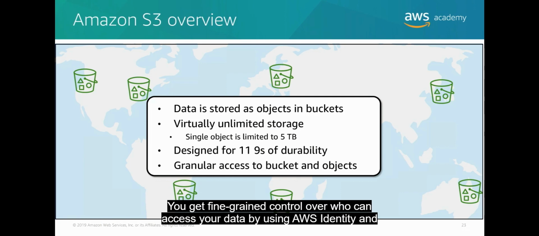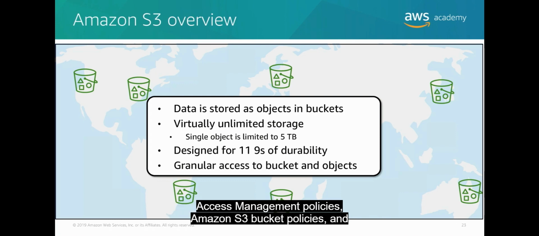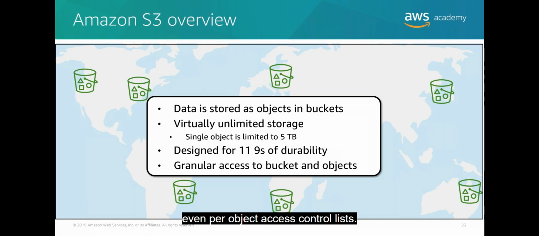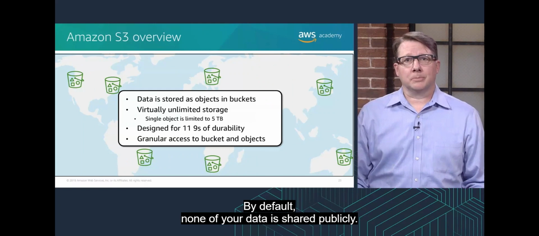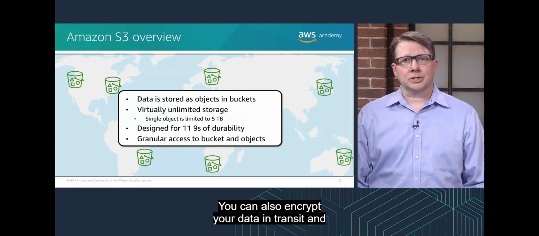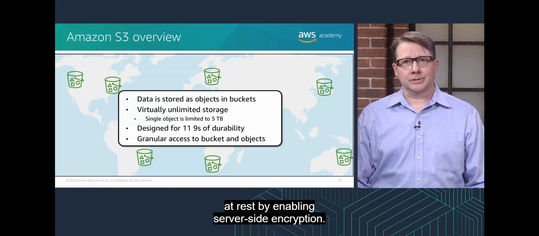You get fine-grained control over who can access your data by using AWS Identity and Access Management policies, Amazon S3 bucket policies, and even per-object access control lists. By default, none of your data is shared publicly. You can also encrypt your data in transit and at rest by enabling server-side encryption.